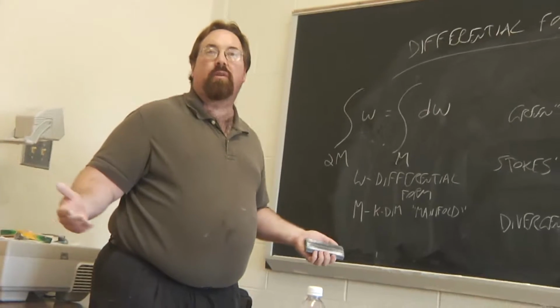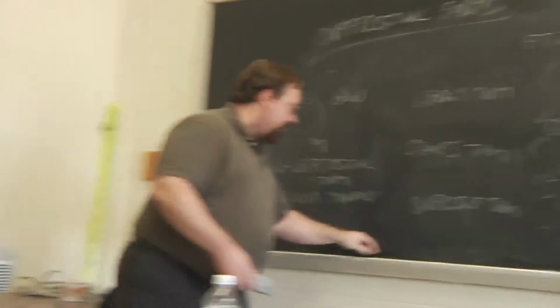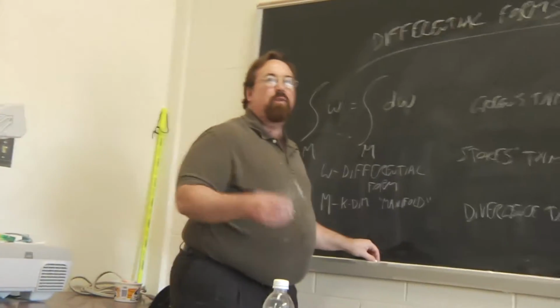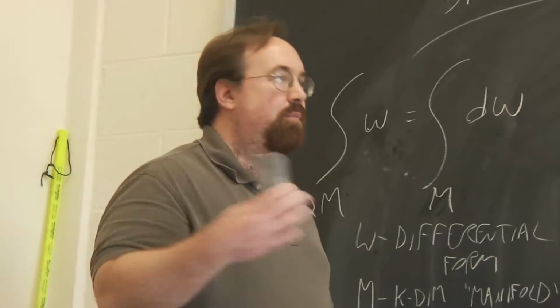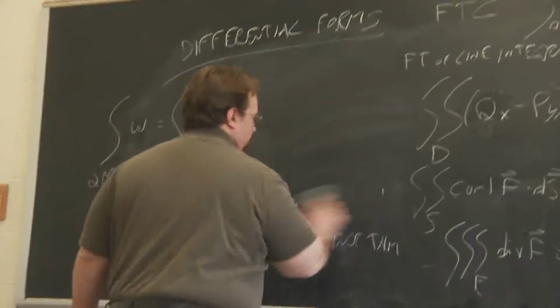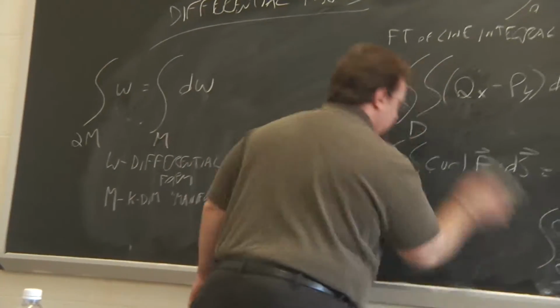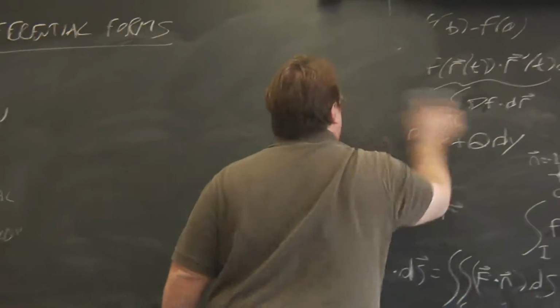Something new to describe what's going on, and that's how all of this came about. Just like how vectors and all of their relatives, quaternions and so forth, were developed over years to meet the needs of the time. All right. So, you can define what is a differential form.